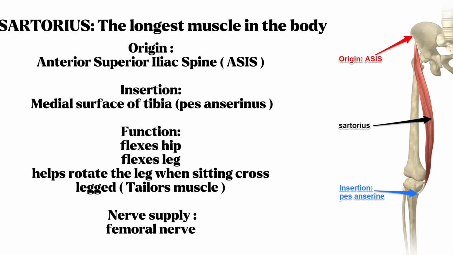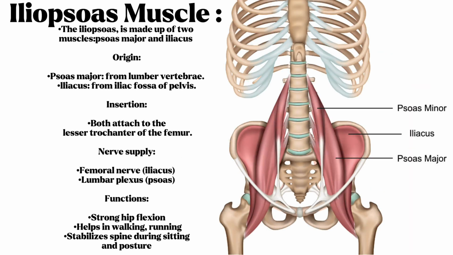Sartorius muscle flexes the thigh at the hip joint and flexes the leg at the knee joint. Also, it helps us in sitting cross-legged. That's why this muscle is known as Tailor's muscle.